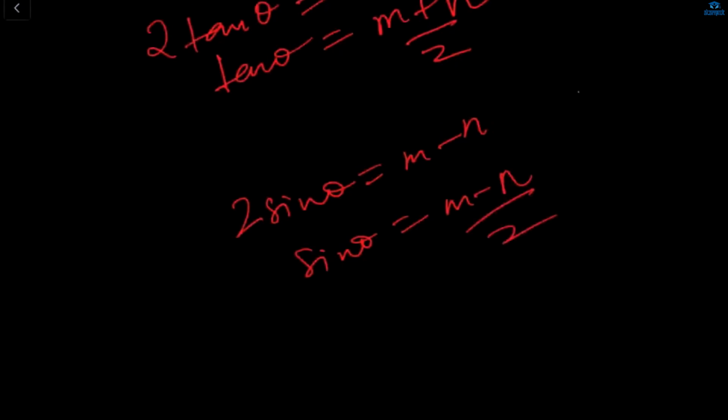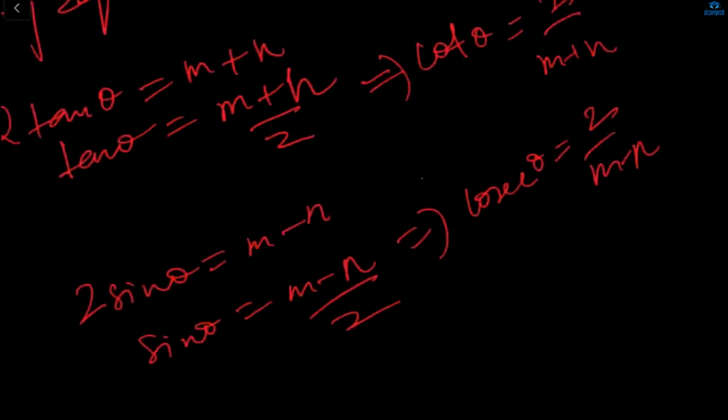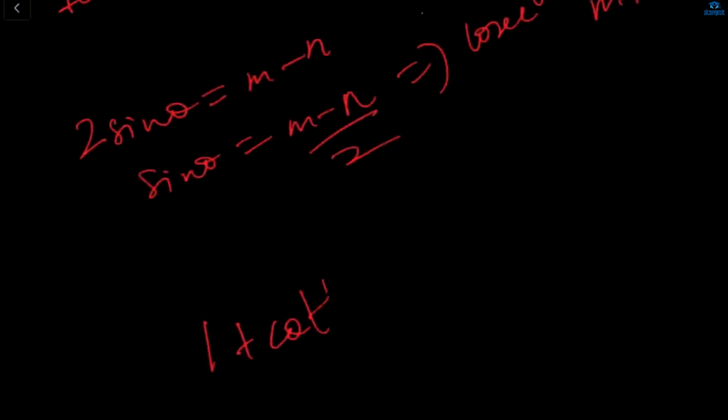Now, from tan theta, you can get cot theta. Cot theta is equal to 2 upon (m plus n), because it is the inverse. And from sin theta, you will get cosec theta. Cosec theta is equal to 2 upon (m minus n). Now, we know the identity 1 plus cot square theta is equal to cosec square theta. Now, we'll put the values in this.